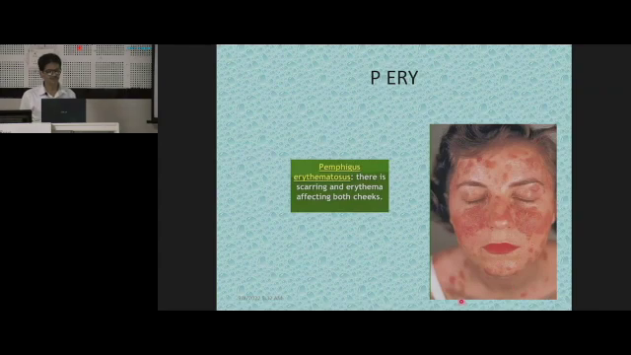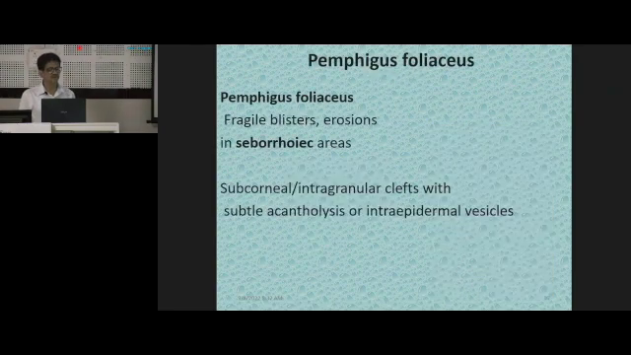I won't show the microscopic of this. Next we come to the second major group of the pemphigus group, that is pemphigus foliaceus. In pemphigus foliaceus, the blisters are fragile and erosions are usually very common because it is very superficial in location. It is subcorneal. Just beneath the stratum corneum, these lesions are there, and they break off very easily.